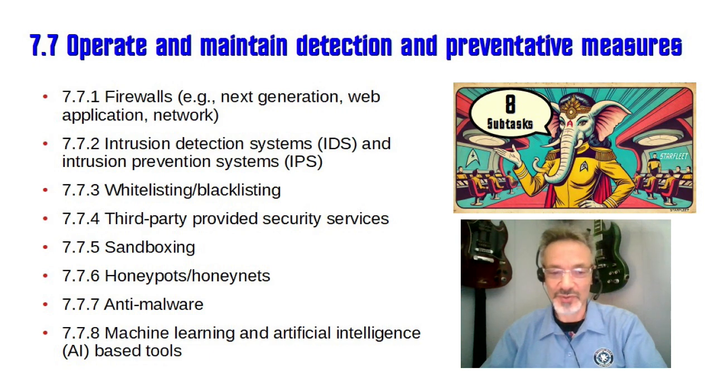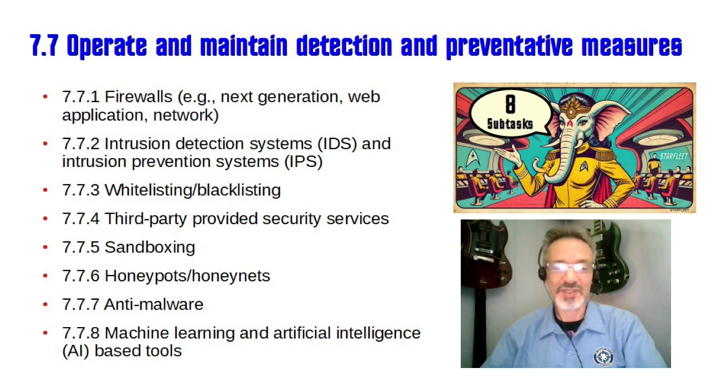1. Firewalls, for example, next-gen, web application, and network. We'll explore how firewalls, from traditional to next-gen, protect networks by filtering traffic and applying security policies. 2. Intrusion detection systems and intrusion prevention systems. We'll look at how IDS and IPS work to detect and block malicious activities in real time.